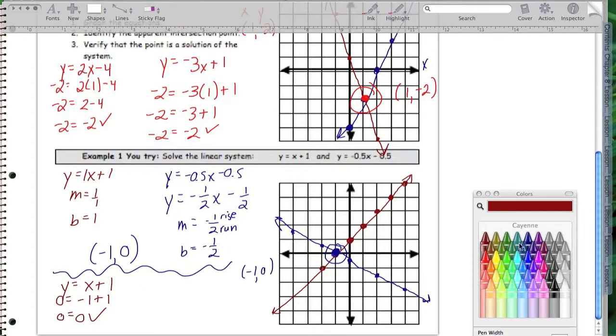For the second one, I have y equals negative 1/2 x minus 1/2. I'm going to put negative 1 in for x and 0 in for y. So negative 1/2 times negative 1 is positive 1/2 minus 1/2. I get 0 equals 0. So that is a solution. So our solution here is (-1, 0).